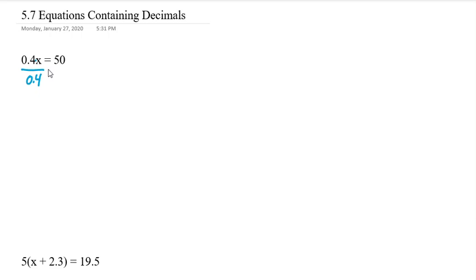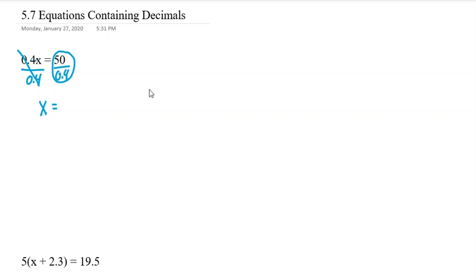And remember, the fraction bar means divide. So I'm just going to write a fraction bar, 0.4. And so 0.4 divided by 0.4 is 1. 1 times x is x. So that is x, which is our goal. We want to find out what x equals. And then that's the left-hand side. On the right-hand side, we discover what x equals because we have this problem, 50 divided by 0.4.